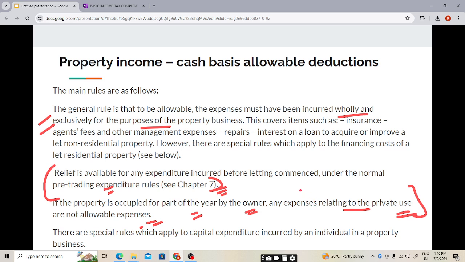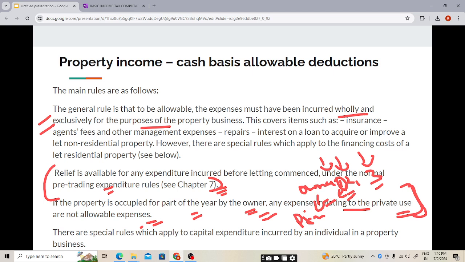Now you are an owner with 2 to 3 properties. If you have taken a loan for all the properties, but you are using property number one for your own self, then whatever your finance cost is, you can't reduce it, because this is your private use. The same rule also applies in the case of expenditure.